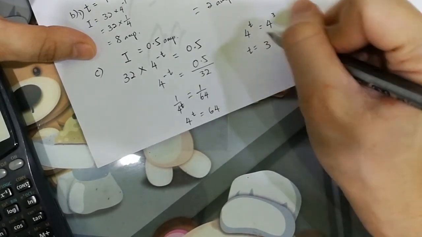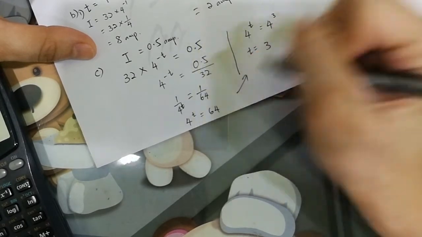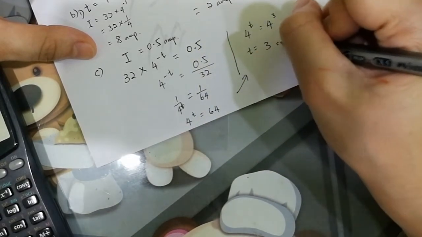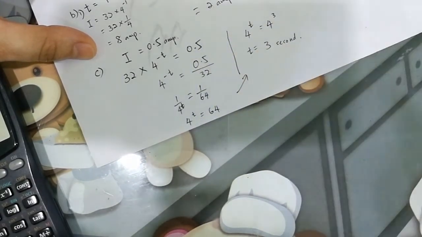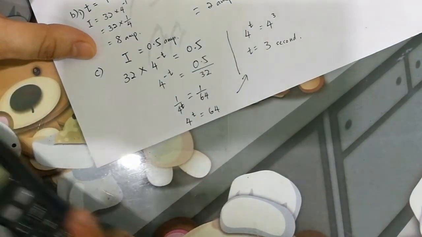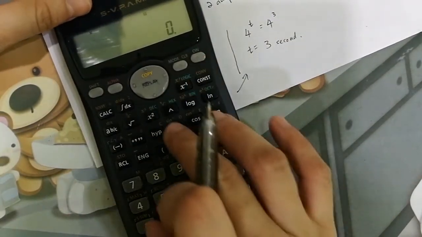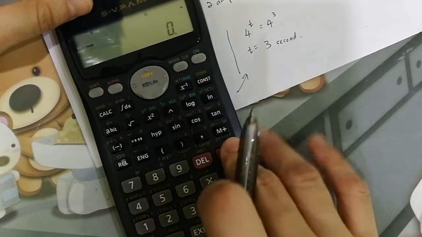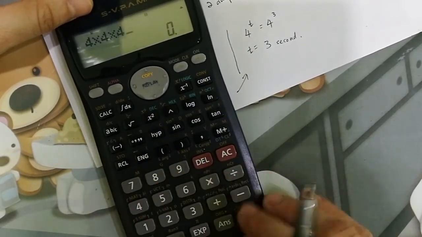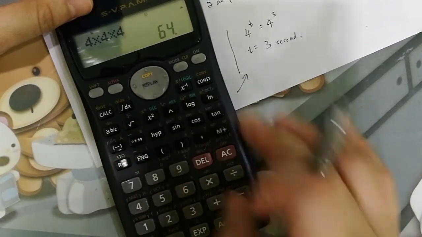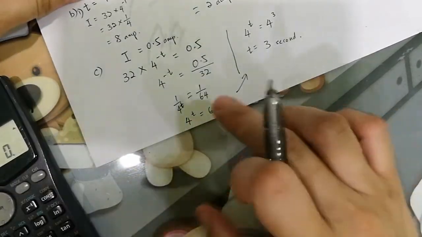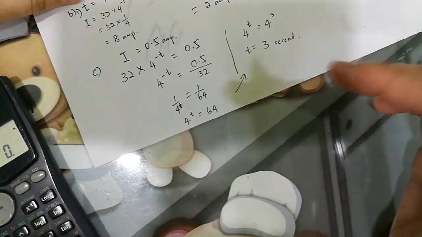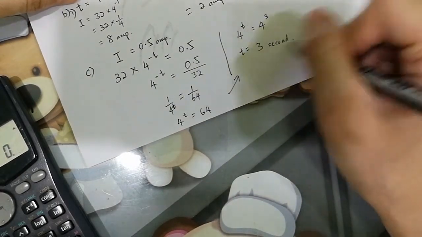So t equals 3 seconds. Just to check, if you cannot, you just try: 4 times 4 times 4, you get 64. Actually it needs some experience also. So the answer is 3 seconds.